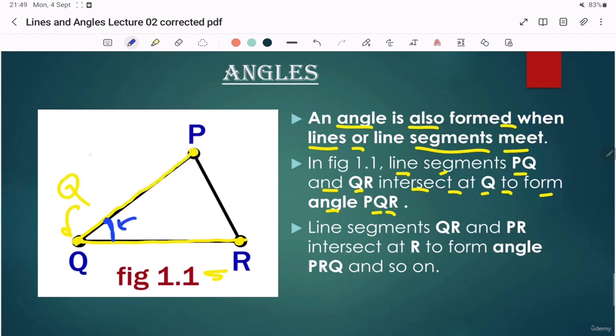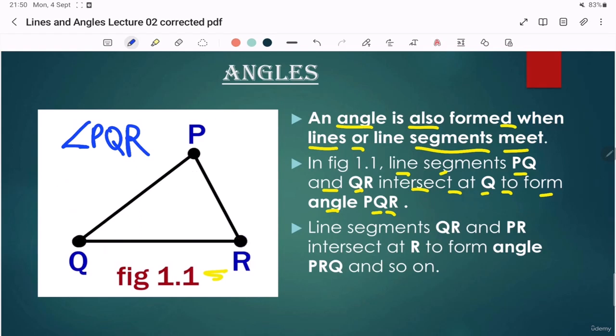This angle is called angle PQR. The symbol for angle is this. Draw it like this and write PQR. So this angle is PQR. And line segment QR, this line segment, and line segment RP, this line segment, are meeting at point R to make an angle.